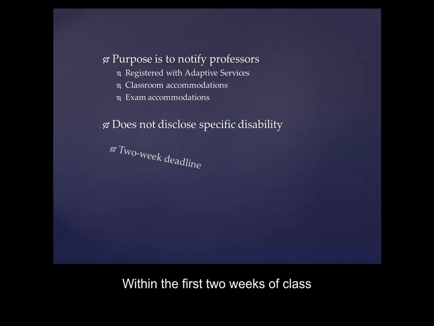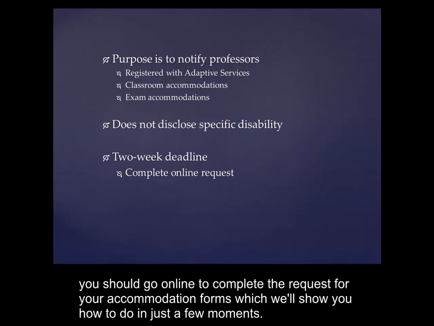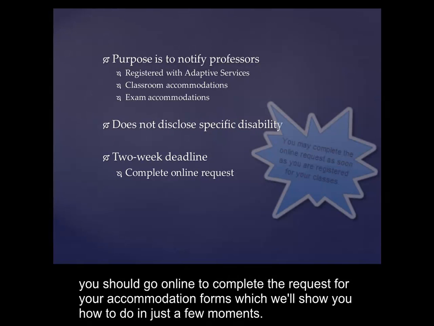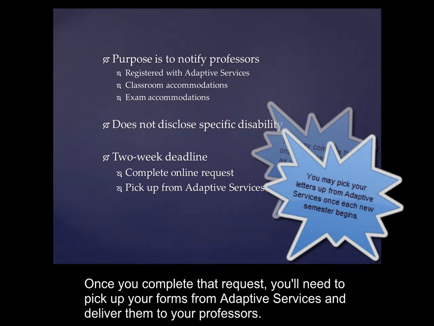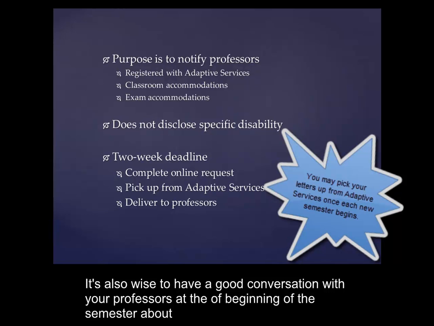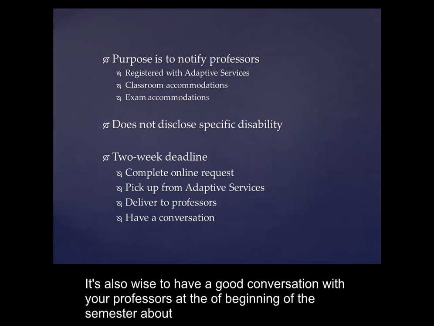One thing that the accommodation form will never do is disclose your specific disability to your professor. Within the first 2 weeks of class, you should go online to complete the request for your accommodation forms, which we'll show you how to do in just a few moments. Once you complete that request, you would need to pick up your forms from Adaptive Services and deliver them to your professors. It's also wise to have a good conversation with your professors at the beginning of the semester about your accommodations to make sure everything is clear.